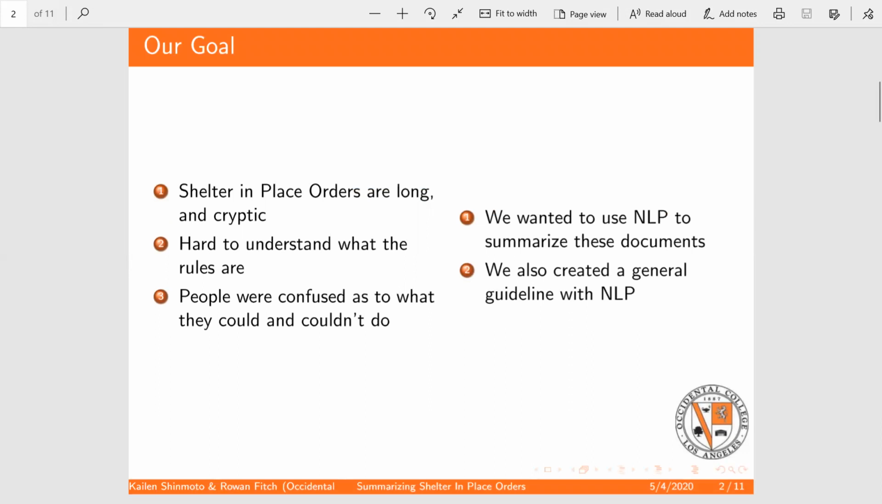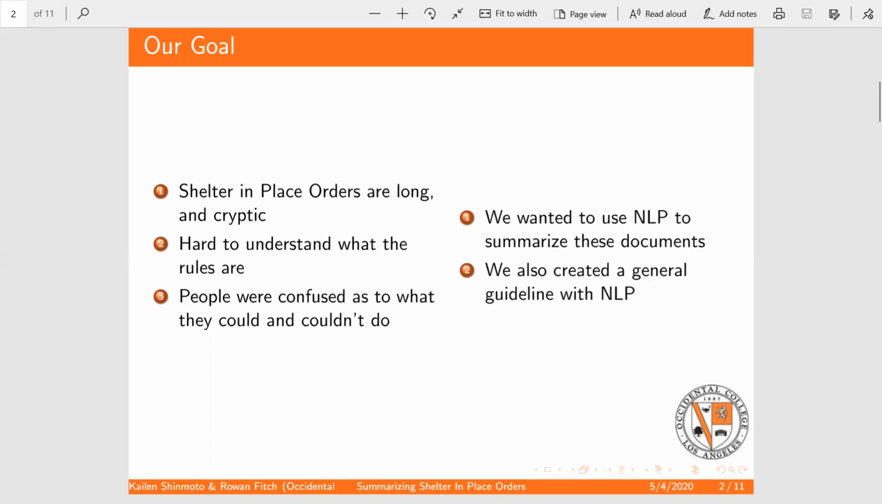Okay, so our goal is to summarize these shelter-in-place orders because we found that sometimes shelter-in-place orders can be too long or cryptic. For example, Rowan had trouble understanding all the details of the California shelter-in-place order, and we're unsure of some of the rules, and people are confused as to what they can or can't do, which is why we want to do this.